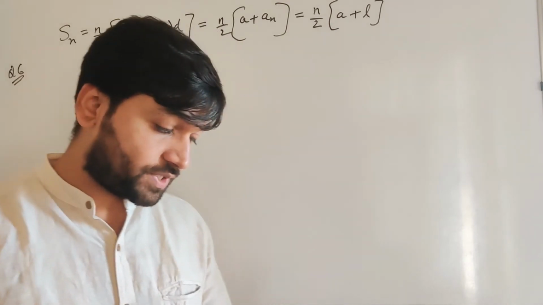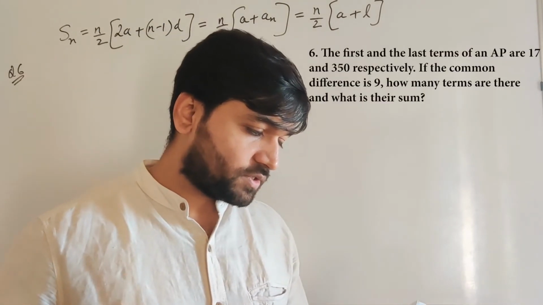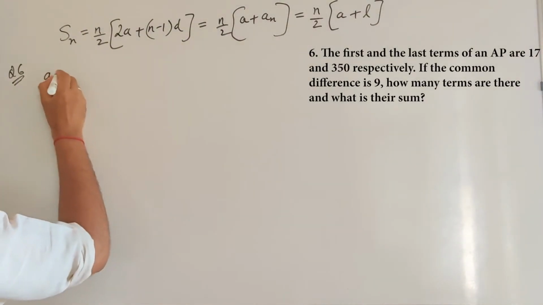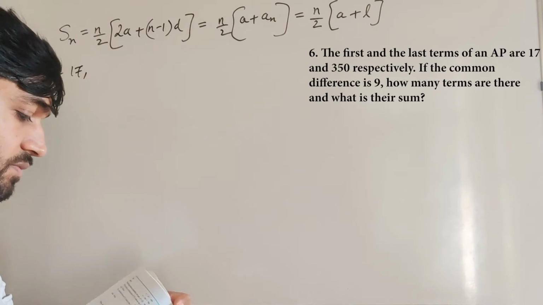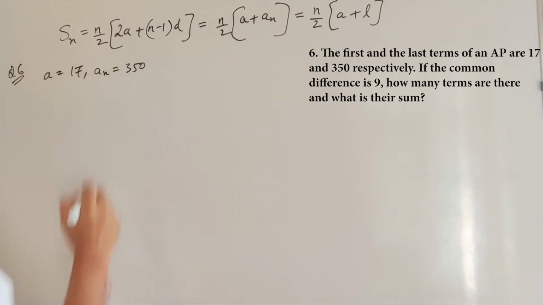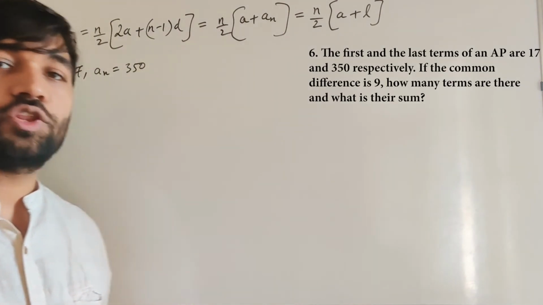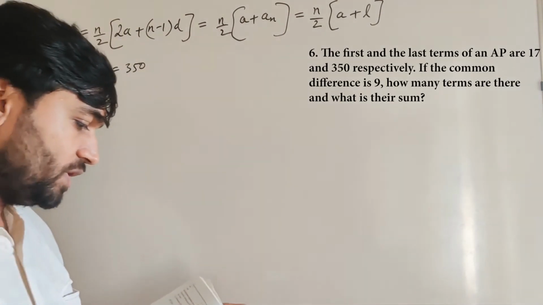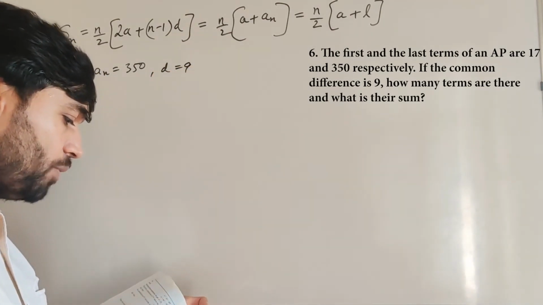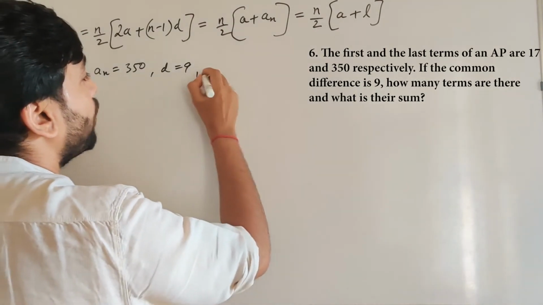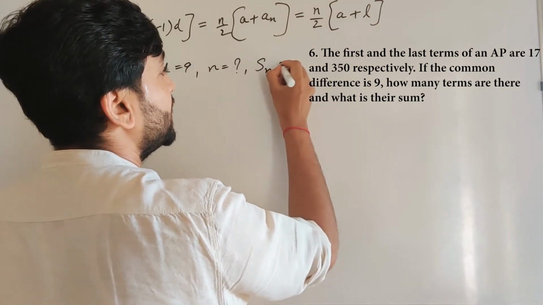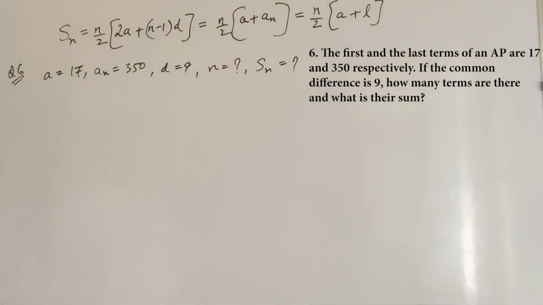Okay, so the next question, question number 6. The question says, the first and the last terms of an AP are 17 and 350. So the first term is 17 and the last term is 350. The last term we denote by an, meaning the nth term or the last term. If the common difference is 9, how many terms are there and what is their sum? How many terms are there, meaning n they are asking, and what is their sum, meaning Sn is what they are asking in the question.